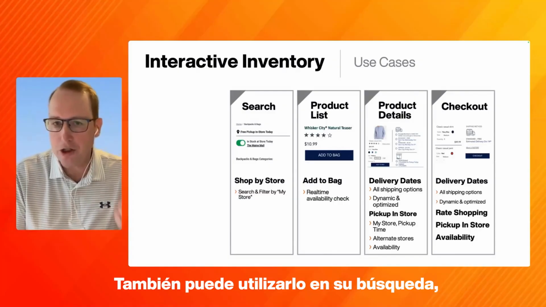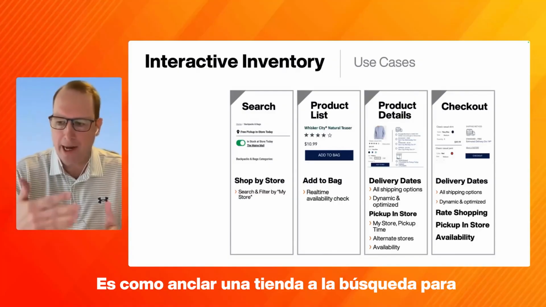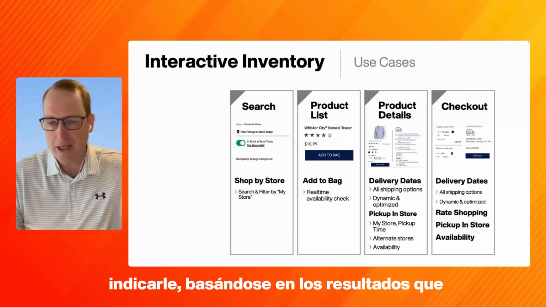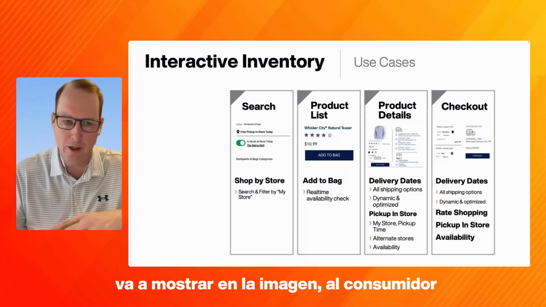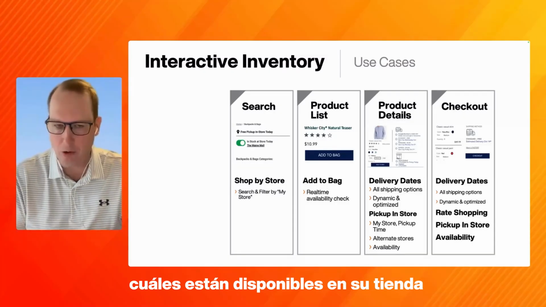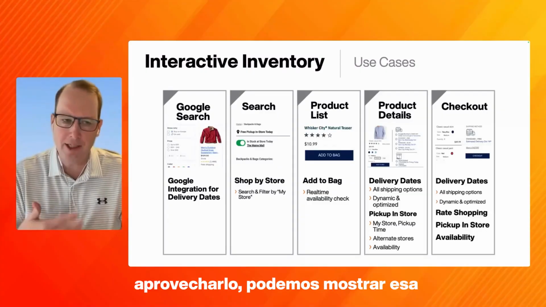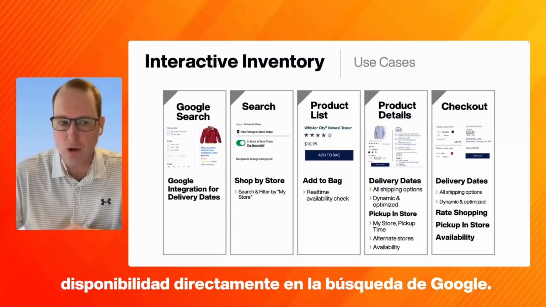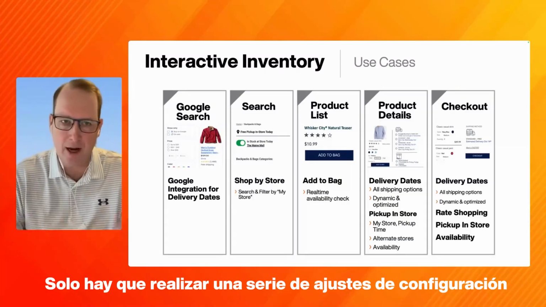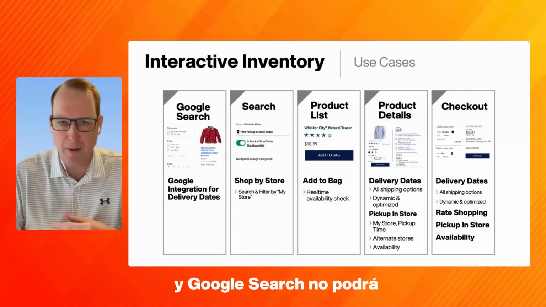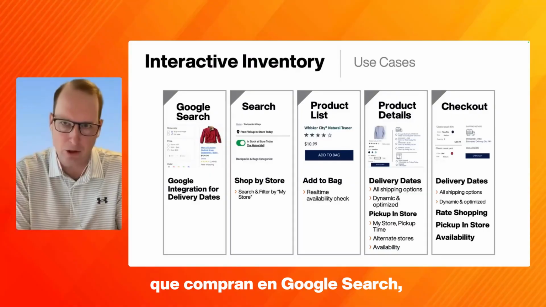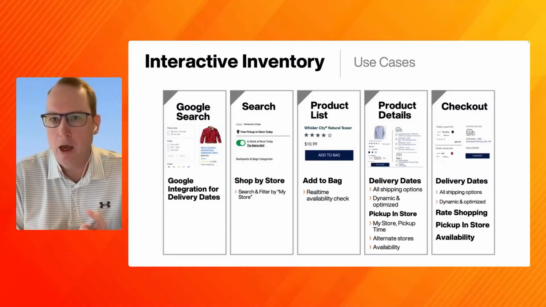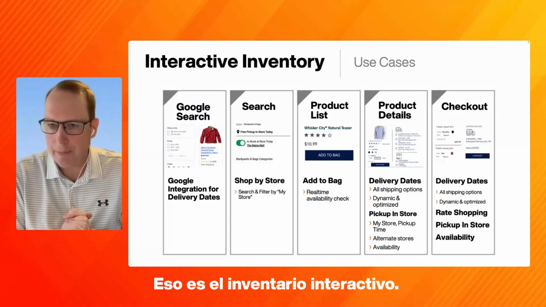You can also use it on your search, and this is becoming very popular: anchor a store to the search, so kind of shop my store. Interactive inventory can tell you, based on the results you're going to paint to the consumer, which ones are available in their local store. And then finally, if you wanted to take advantage, we can expose that availability information directly to Google search. You really don't have to do anything. It's just a configuration setup, and Google search will now be able to tell your customers that are shopping on Google search which ones are available in their local stores or just available online to order. So that is interactive inventory.